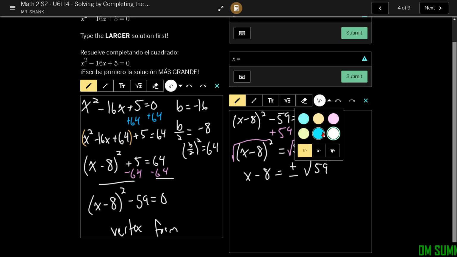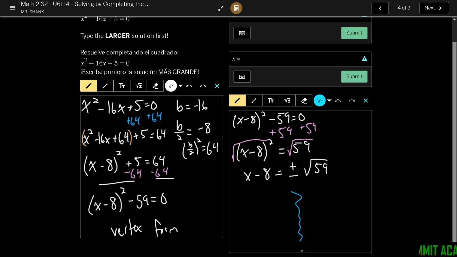Be able to split your work into two spaces. So that way we get two different answers. I'm going to say x minus 8 equals negative square root 59.